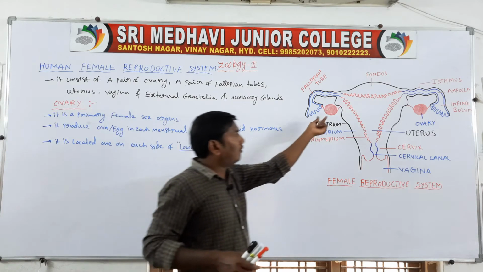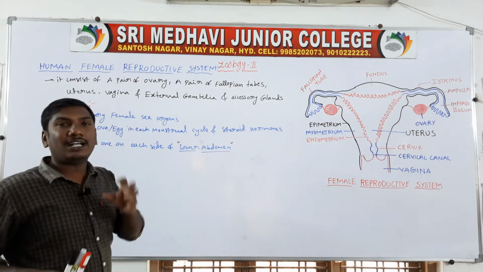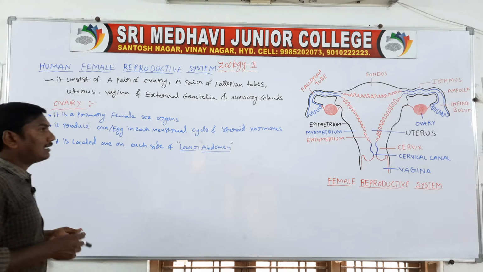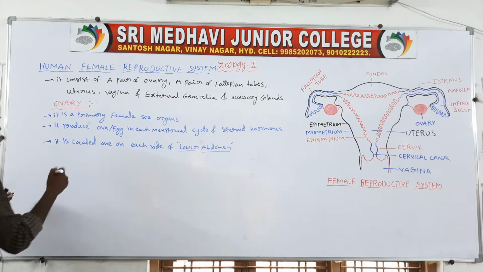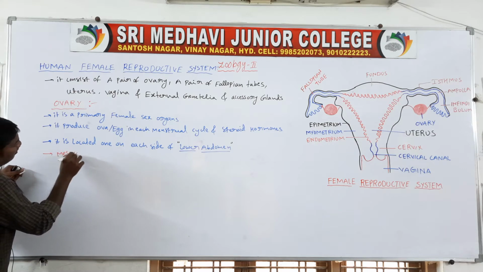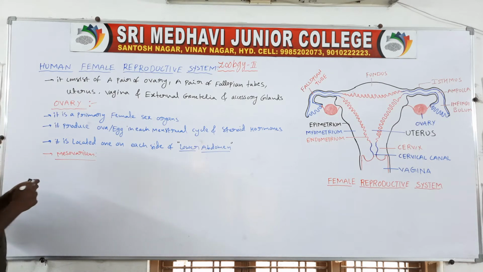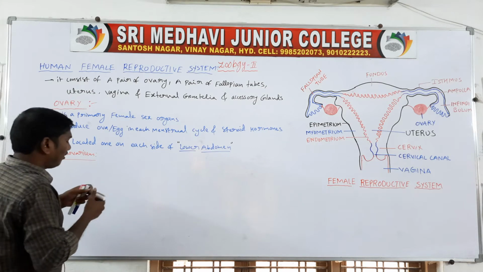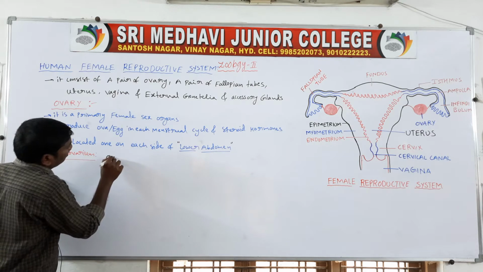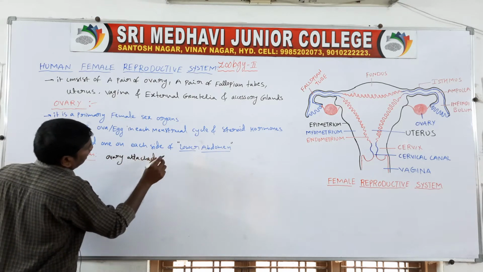Next one, the ovaries are attached to the abdomen through a folded membrane. This folded membrane is called the mesovarium. The mesovarium connects the ovary to the abdominal wall.